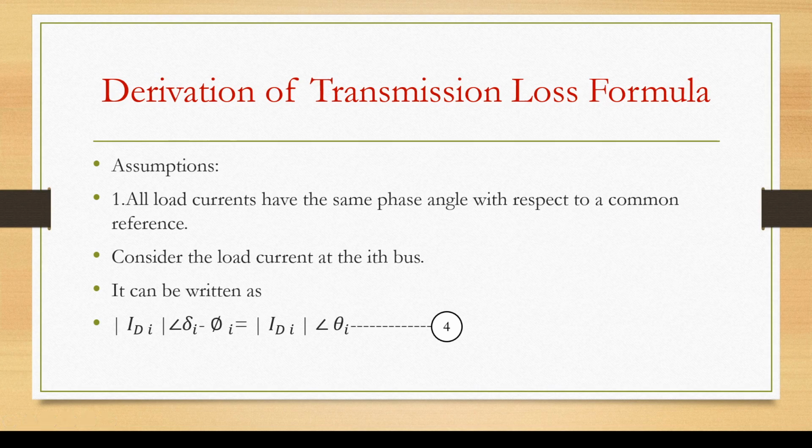Now we are making two assumptions here. Let us see what is the first assumption. All load currents have the same phase angle with respect to a common reference. Let us consider the load current at ith bus, that is IDI. IDI angle delta I minus phi I, and this IDI we are taking as mod IDI, that is magnitude of IDI, and this is angle. So IDI angle delta I minus phi I is equal to mod IDI angle theta I.